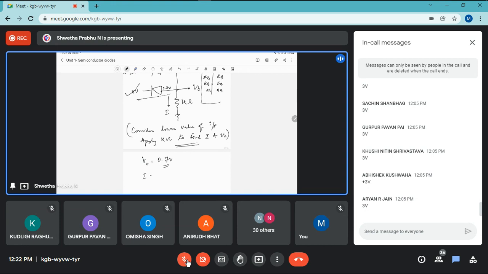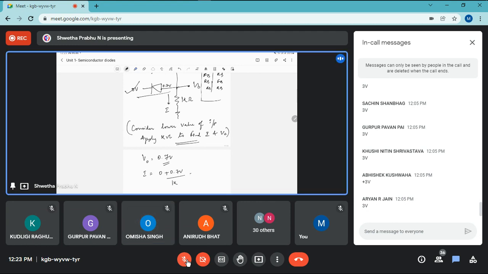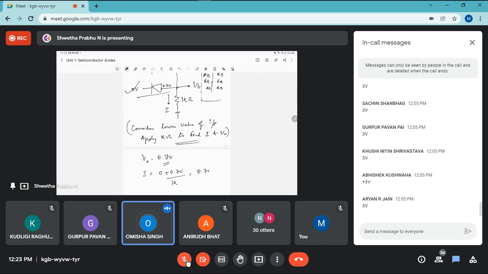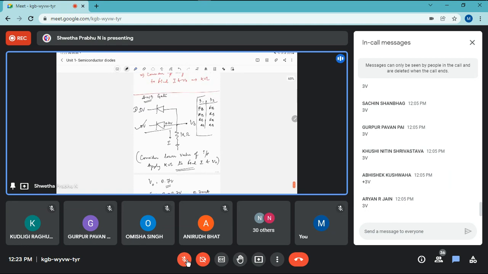How much is the current which is flowing through the circuit? It is 0.7 volts divided by 1 kilo ohm. How much? 0.7 milliampere. You understood, right? AND gate and OR gate circuits by using semiconductor diodes. This is how we build a circuit.